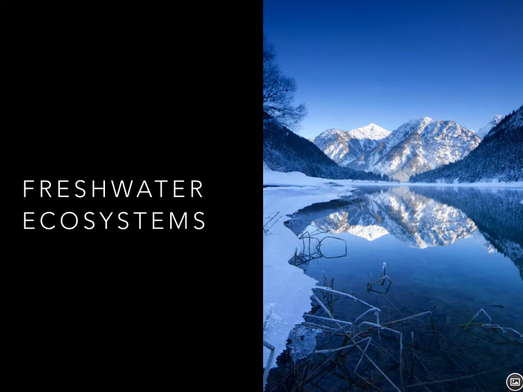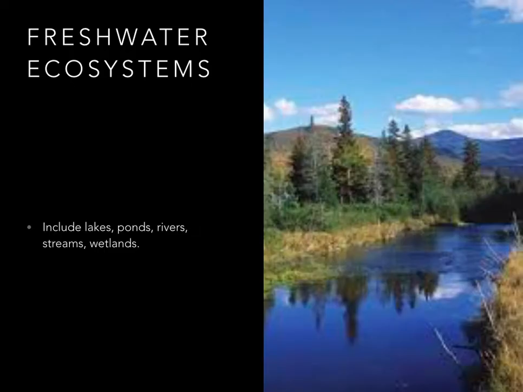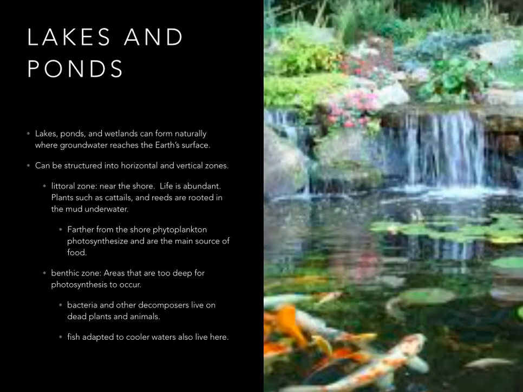So today we're just going to talk about freshwater ecosystems. Our freshwater ecosystems are going to include lakes, ponds, rivers, streams, and wetlands. And we all know what each of these are. We might need a little brush up on some of them, but we're going to talk about the different ecosystems in each of these freshwater systems today.